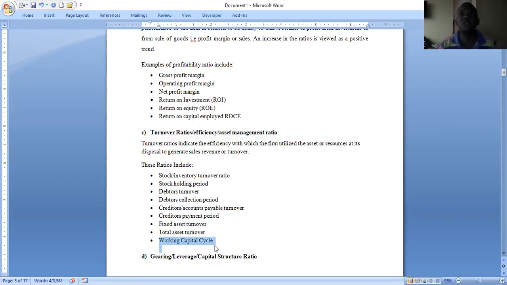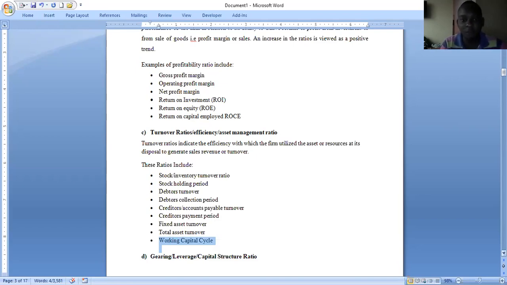So these are ratios that measure the efficiency of a business. The firm's efficiency in terms of minimization of losses, in terms of minimization of wastage of resources, and in terms of maximization of the usage of its assets. So out of the assets that we have, how much profit can we generate from this? The higher the profit we generate from the assets we have, the more efficient we are as a business.